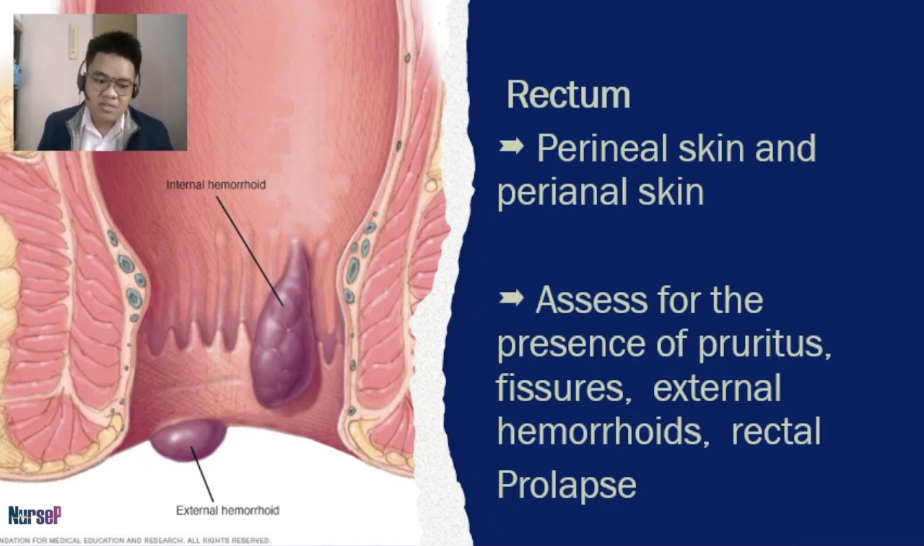external hemorrhoids. So class, there are two kinds of hemorrhoids. So you have your external hemorrhoids and then your internal hemorrhoids. Okay, of course, as the term implies, external means outside, so that will be readily available during inspection. Then you also check for rectal prolapse.